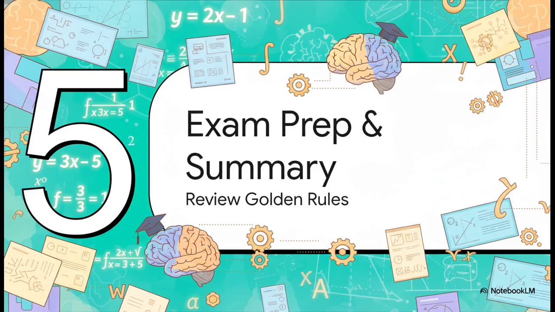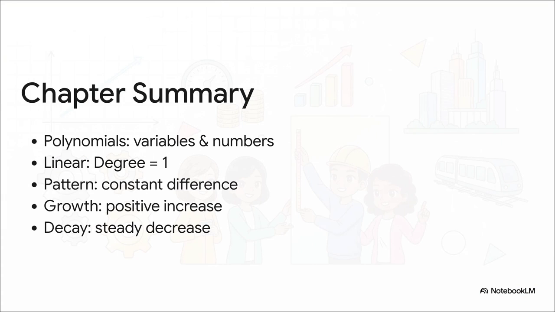Let's move to section 5, exam prep and a quick summary. Let's rapid fire lock in these golden rules so you've got a mental cheat sheet ready for your exams. First, algebraic expressions simply combine variables and numbers. Second, a polynomial is strictly linear if the highest power of its variable, its degree, is exactly 1, so no squared or cubed variables allowed. Third, a linear pattern will always feature a constant difference between its values. And finally, if that constant difference is adding up, you've got linear growth. If it's steadily subtracting, that's linear decay. Master these points and you've completely mastered the core concept.